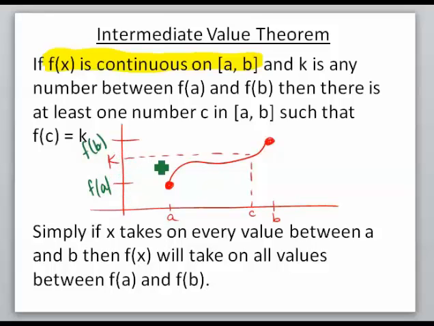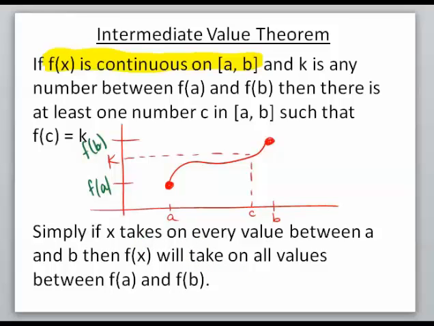Now, if you draw over to however this is connected, what they're saying is that there's some number c that falls in between A and B. So we've got to have a continuous function. We can then say that there's some number between those two heights. And so therefore, that number c that goes along with k is between A and B. We use this more specifically to show that something has a zero or a root.